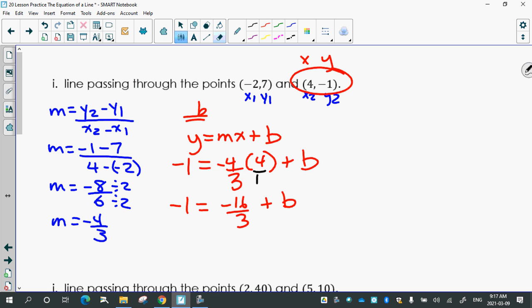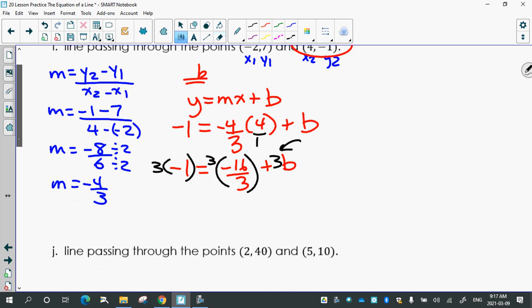Multiply every single term by 3. This by 3. This by 3. B by 3. And this is the one everyone forgets to multiply by 3, the b. Okay? 3 times -1 is -3. 3 divided by 3 is 1, so I'm left with -16 here. Plus 3 times b is 3b.